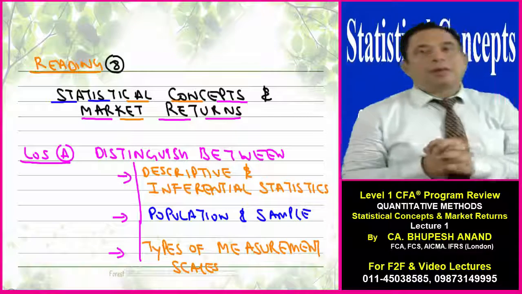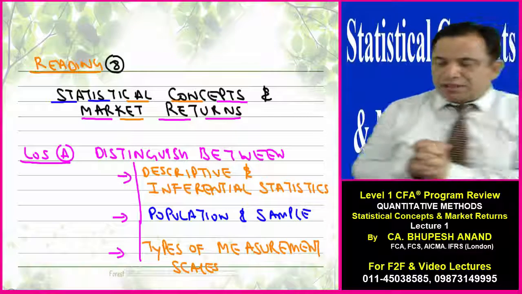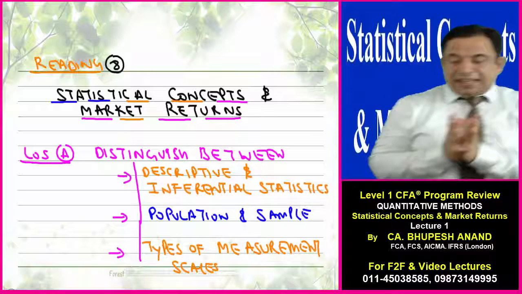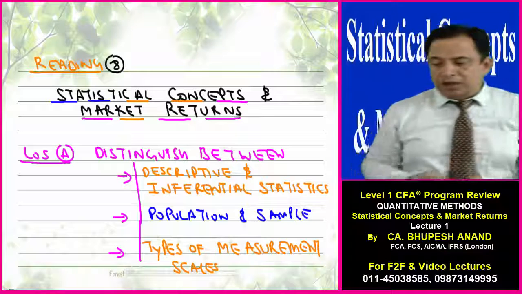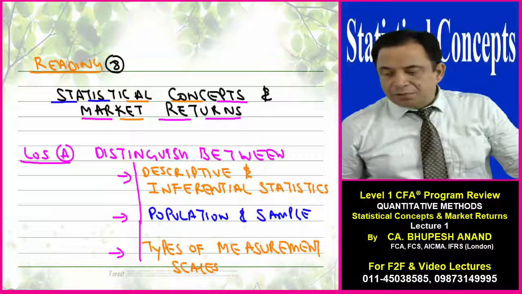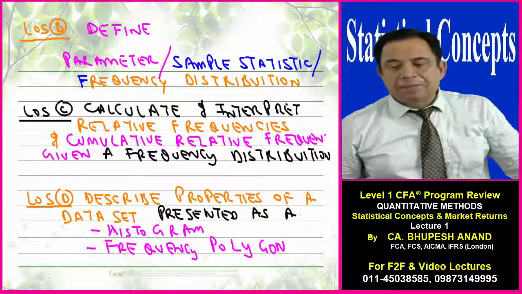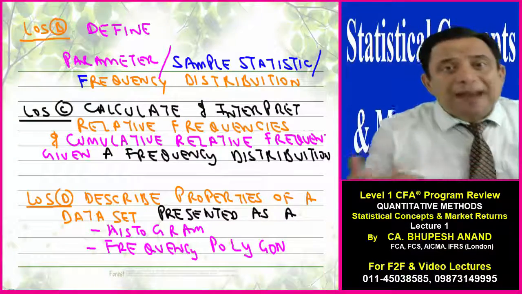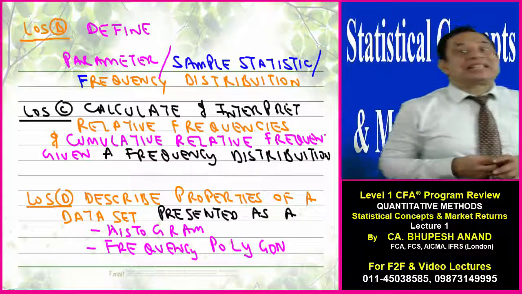Please write down learning outcome number A: distinguish between descriptive and inferential statistics, population and sample, types of measurement scales. Then, what is the difference between a parameter and a sample statistic?